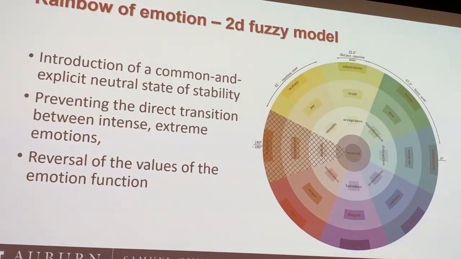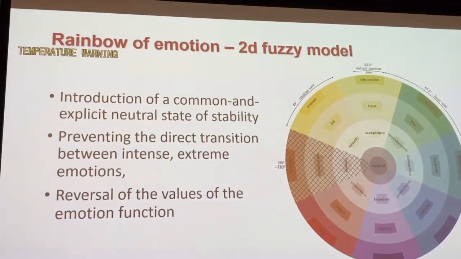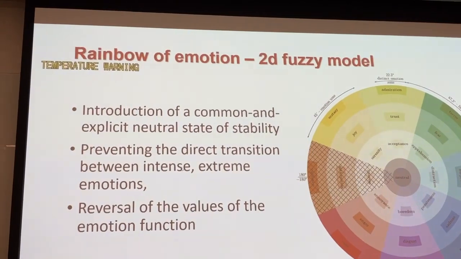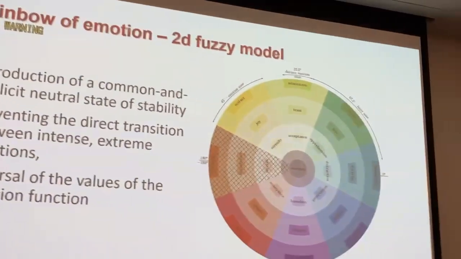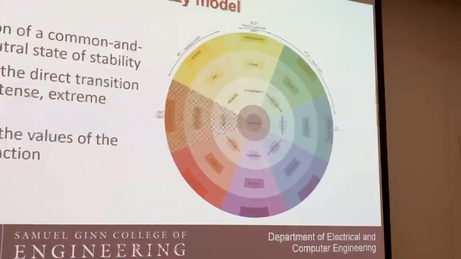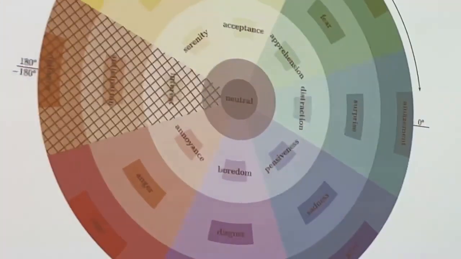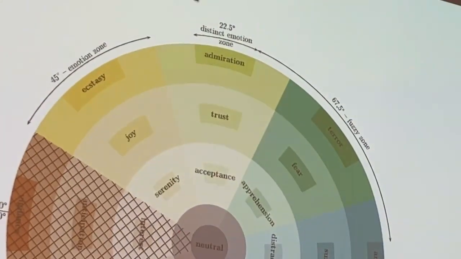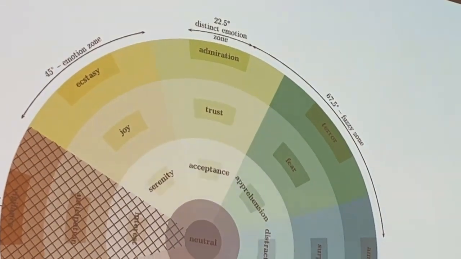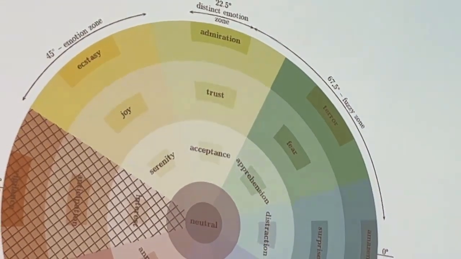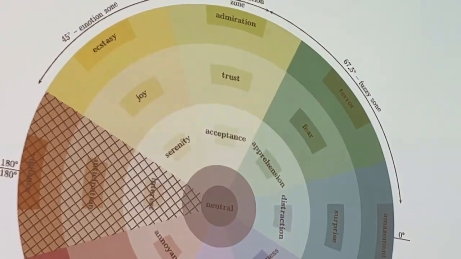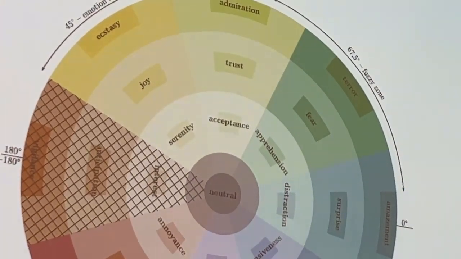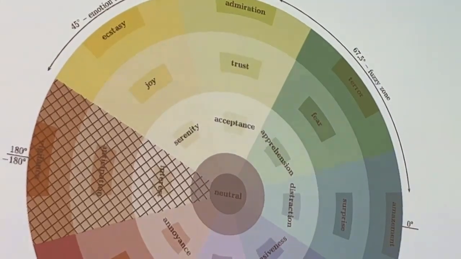They model their emotion based on the rainbow of emotion in a fuzzy model. Here, the novelty introduced is a common and explicit neutral state of stability in the middle, which prevents the direct transition between intense extreme emotions, and it reverses the values of the emotion function. So you can see here the emotion zone, and the small darker color is the distinct emotion zone, and the bigger area is the fuzzy zone.